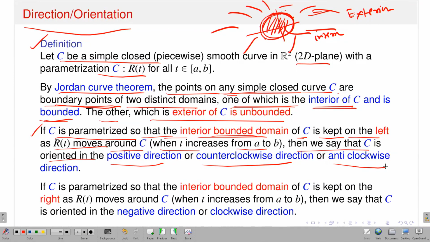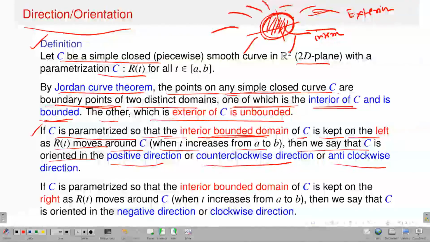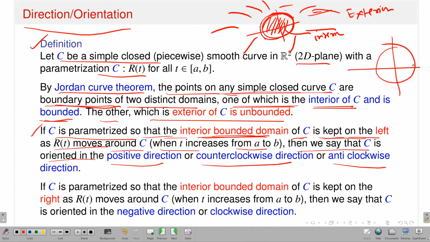What does it say? I have a curve C, I have a parameterization. Now if t runs from a to b, then r(t), of course, should move along the curve C. But it moves in such a way that the interior bounded domain of C is kept on the left. For example, just think about the circle, that is the known one. Now suppose I am starting, r(t), r is a parameterization, right? So r(t) is a point in the curve, that is my curve C.